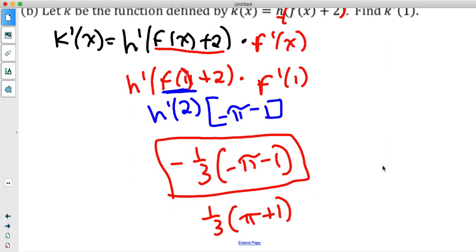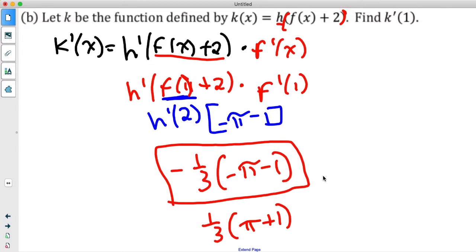You can leave your answer the way I had it boxed there. You can write negative 1/3 times this, or you could write pi plus 1 all over 3. It doesn't really matter. Once you get to your numerical answer, that is perfectly fine. You could also use a calculator if you wanted to. But part B was correct also.